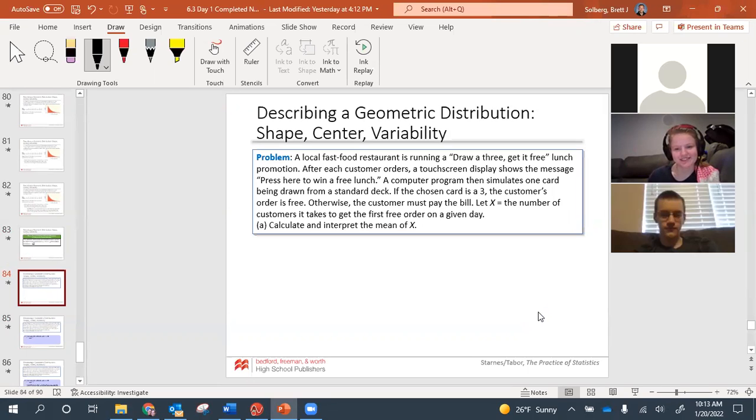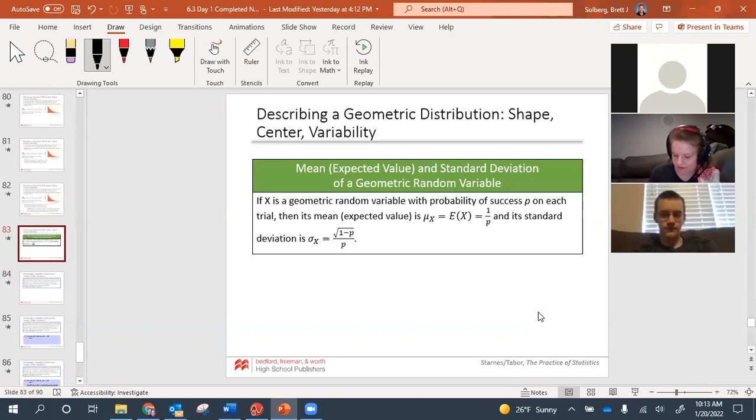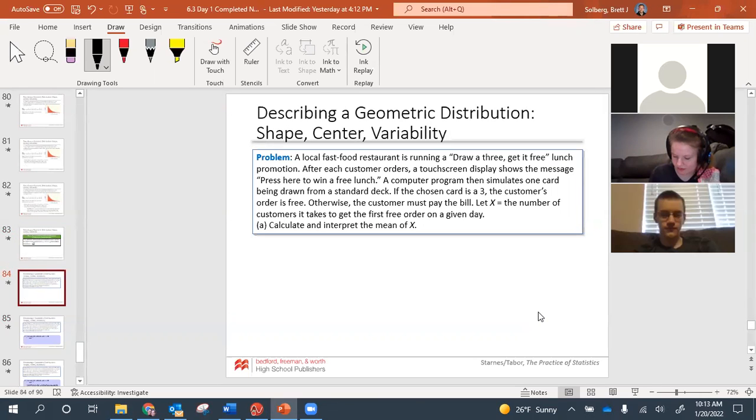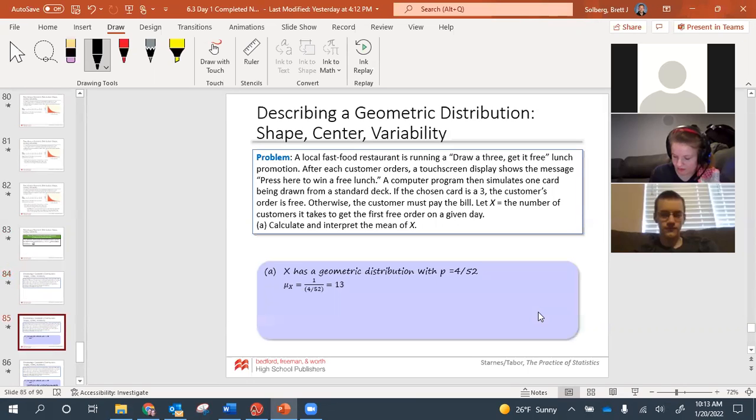Well, that would be they lose, which is 48 out of 52, and then 4 out of 52, and then 3, and then 4, and it kind of keeps going like that, right? Well, we want to know what is the mean and the standard deviation. So to get the mean, let's just take that 4 out of 52, which is 1 out of 13, and flip it over, and it should give us 13. Isn't that nice? 1 out of 13, flip it over, gives us 13.